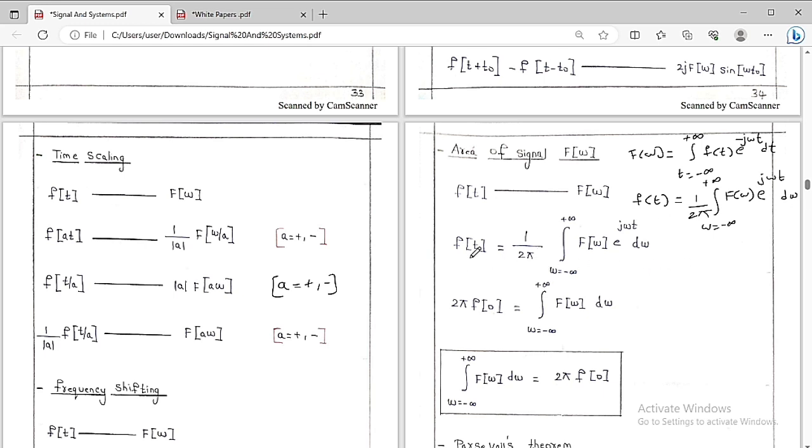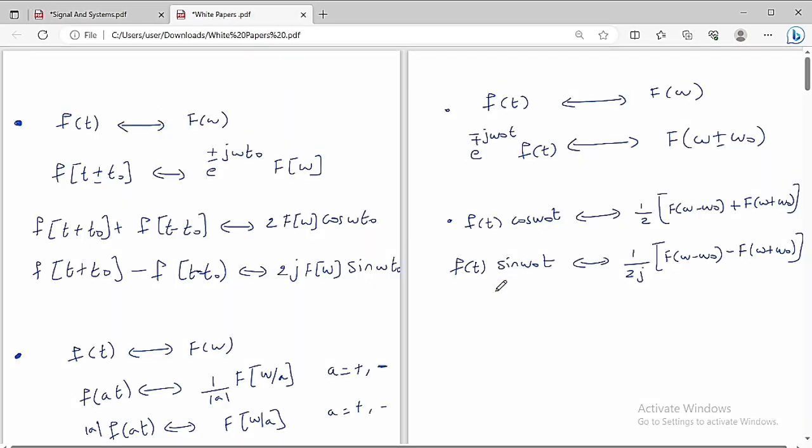So this is the expression I have taken. Here I have substituted t equal to 0, so this value will become 1, and I multiply by 2 pi on both sides. Then finally I get the integration from omega equal to minus infinity to plus infinity of F of omega d omega is equal to 2 pi into f of 0. This means at t equal to 0, find the signal value of f of t and multiply by 2 pi in order to get the area under the signal F of omega. So let me write the formula here. The integration from omega equal to minus infinity to plus infinity of capital F of omega d omega is equal to 2 pi into f of 0. These things you always have to keep in mind.